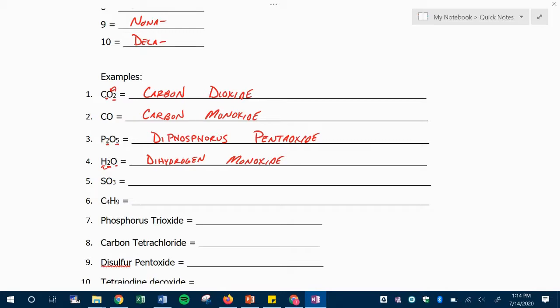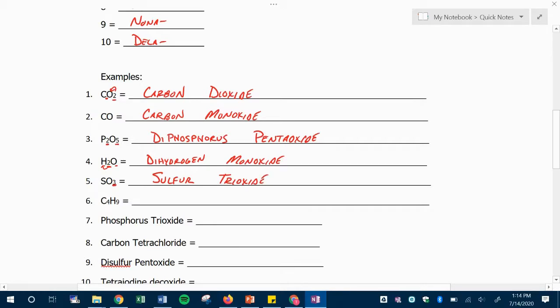Otherwise, our next example, unfortunately, doesn't have a funny story, but it does have an important point. We have SO3. It's one sulfur, so we would call it just sulfur. Remember, mono isn't used. And then it's O3, so there are three oxygens, so trioxide.